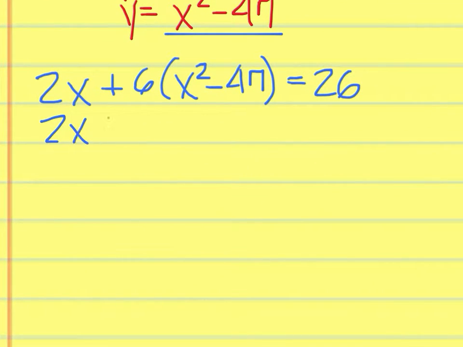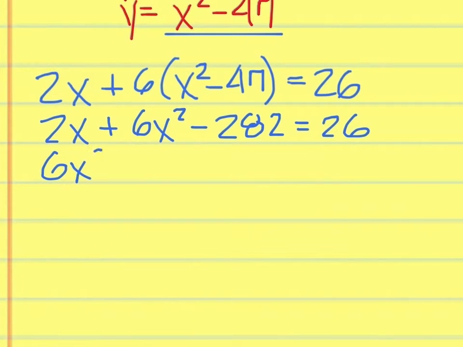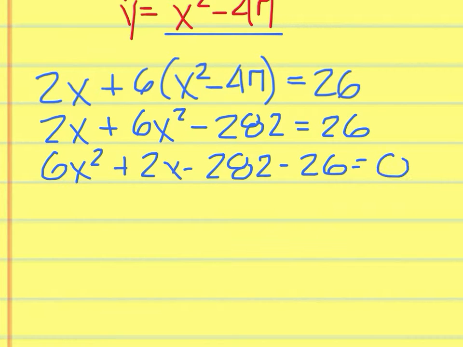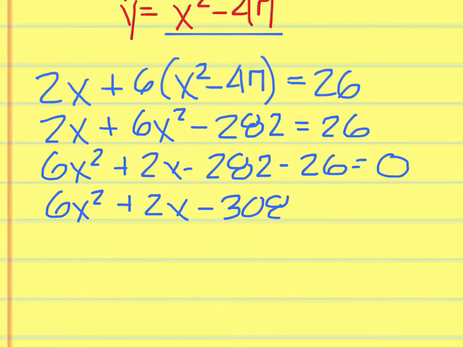Simplify by distributing the 6 through the parentheses to get 6x squared minus 6 times 47, which is 282. So now we have 6x squared, 2x, minus 282, and we have to move the 26 over to the left. Simplify the constants at the end. A negative 282 and then minus 26 will be minus 308. Now you can make this easier to deal with by dividing everything by 2. 3x squared plus x, and then 308 divided by 2, 154.